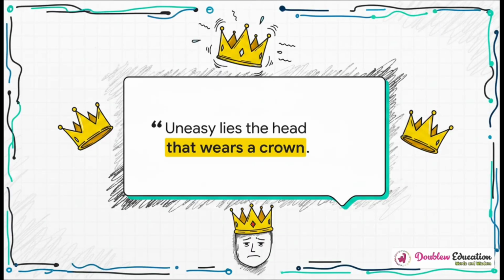A classic line. Uneasy lies the head that wears a crown. So let's ask our question. Which head lies uneasy? Not just any head, the head that wears a crown. That entire clause is describing the noun head. It's working just like a big, fancy adjective.